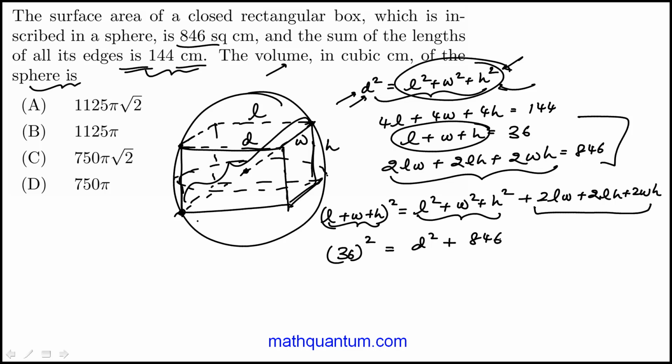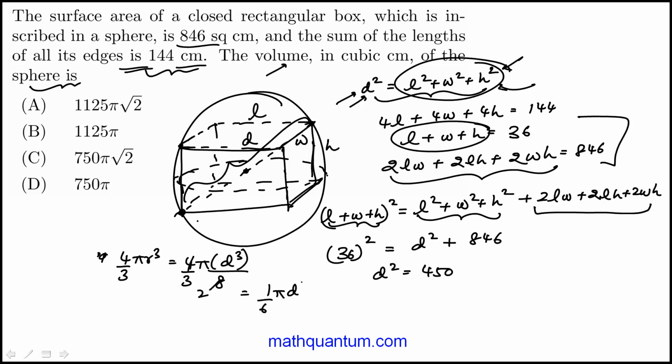So from this, we can figure out what the diameter is. I'll do this calculation. You can use the calculator for this one. This is just a simple computation. So I get D squared is 450. We need to figure out the volume. So volume is 4/3 pi r cubed, and I'm going to rewrite this in terms of diameter. Radius is half the diameter, so this would be D cubed over 8, or 1/6 pi D cubed.